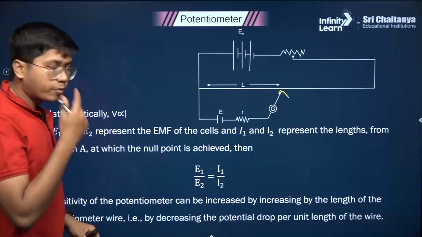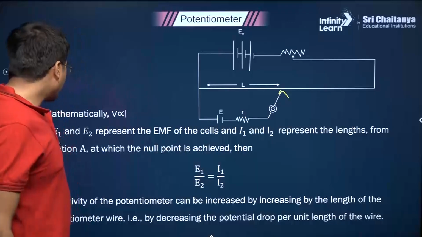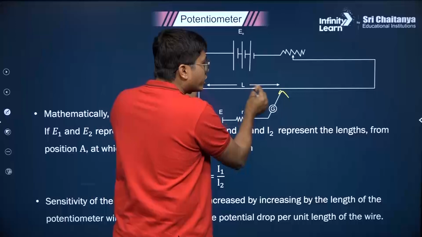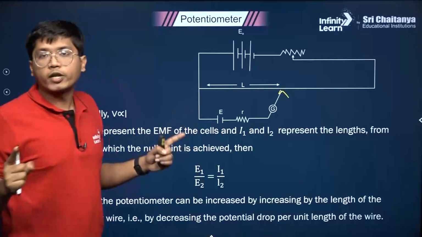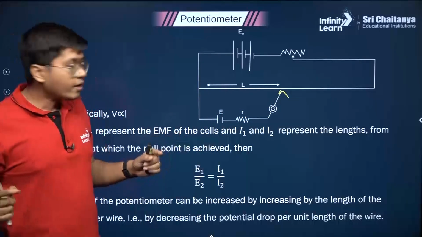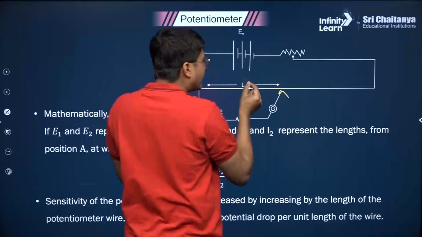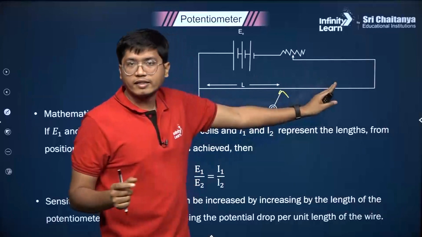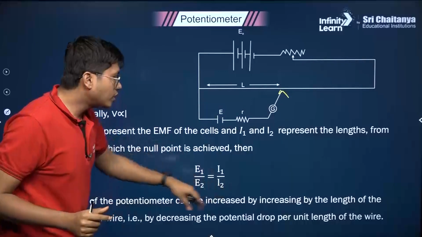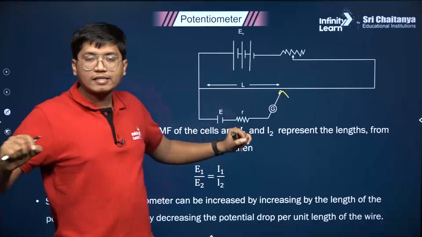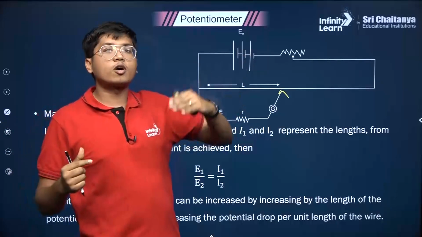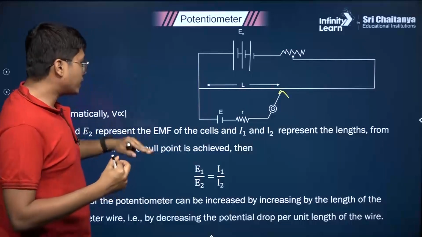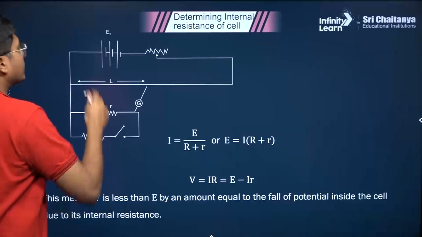The sensitivity of the potentiometer can be increased by increasing the length of the wire, because you want even small changes to produce a greater change in potential difference. Even a slight potential difference gap can be detected over a larger length. So that is why you want the length to be greater. The greater the length is, the greater is the potential drop per unit length. Okay, let's move on to the next case.